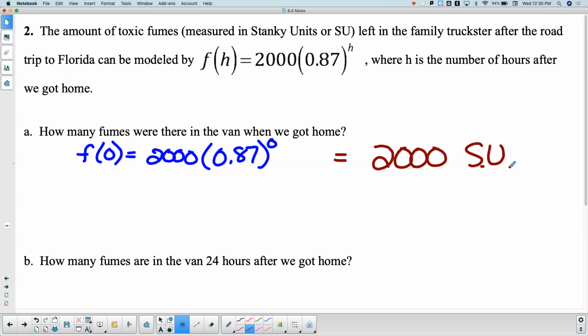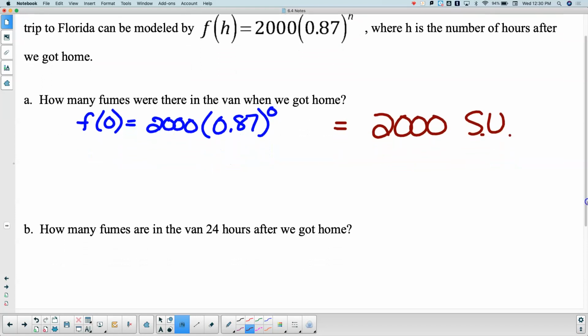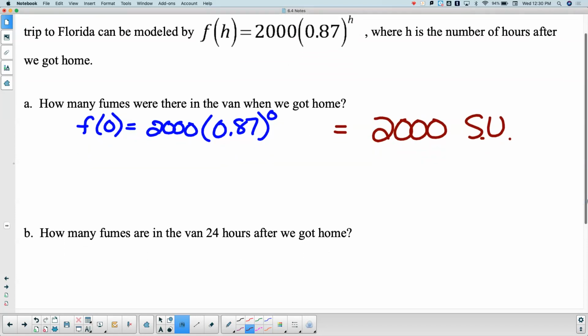B. How many stanky units of smell are left in the van 24 hours later? So the next day. So we're finding F of 24. Okay.